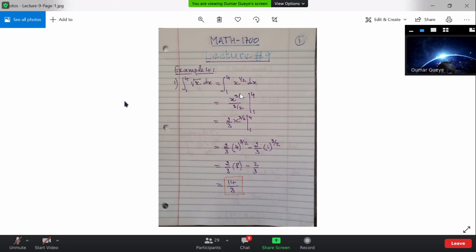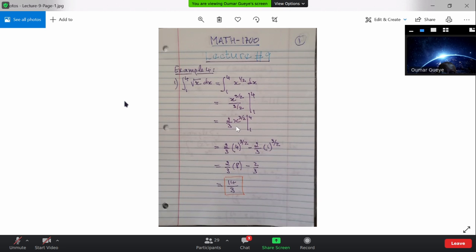How to get the 3 by 2? From the exponent here, you add 1, and you divide by the new exponent. Because when you add 1, the new exponent is going to be 3 by 2, and you divide by the same thing. And you can see here, this is an antiderivative because when you differentiate it, you will get x to the power half. And you evaluate it at 4 and at 1. Before doing so, I'm just going to simplify the denominator because you know when you divide by a fraction, it's going to be multiplying by the inverse of the fraction. That's what I did here.